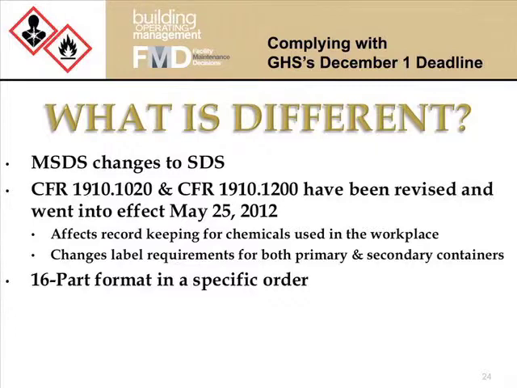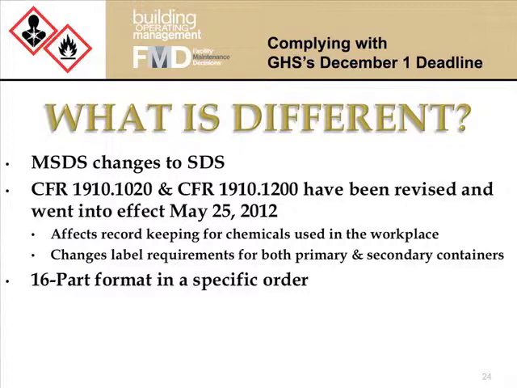The SDS sheets will now have a 16-part format in a specific order, and the same information for each section has to be in that section in that same order. So no matter who made the chemical, whether it's in the United States, Canada, China, wherever it was that they came from, the sheet itself will look identical in format.